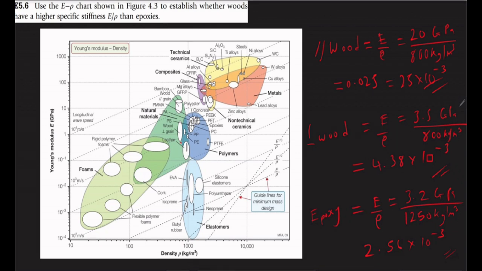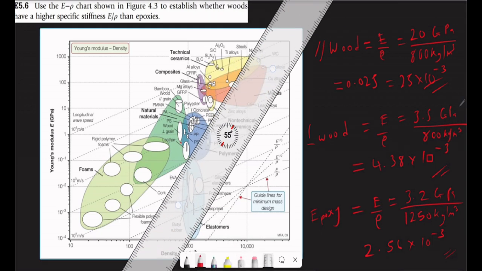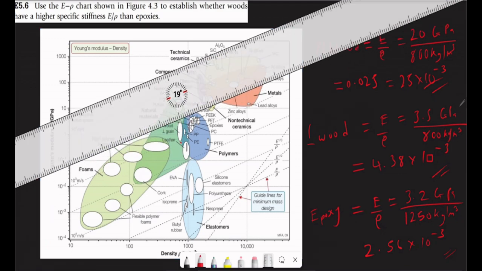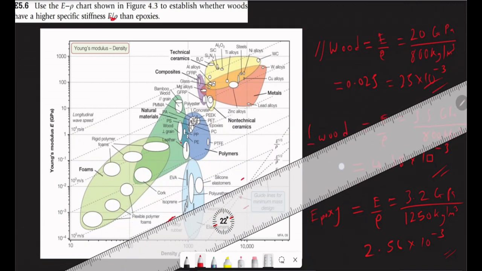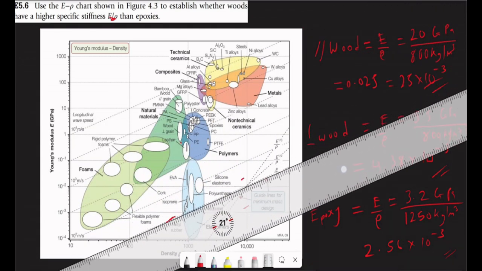The second way of doing this is taking our ruler and trying to guide this line. You can see the line over here, the line of Young's modulus over density, which is what is asked of us in this question. We are trying to find the material with greater E over P. Any material that is above this line has higher E over P, and every material below this line has a lower E over P value. So we just have to place our ruler exactly at this line.